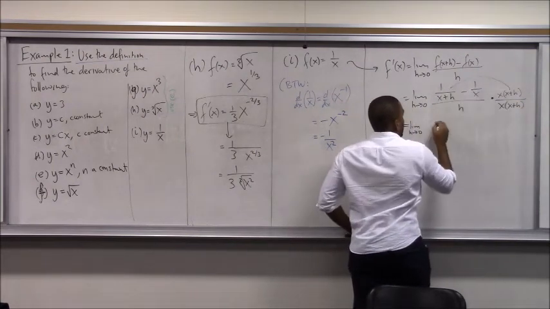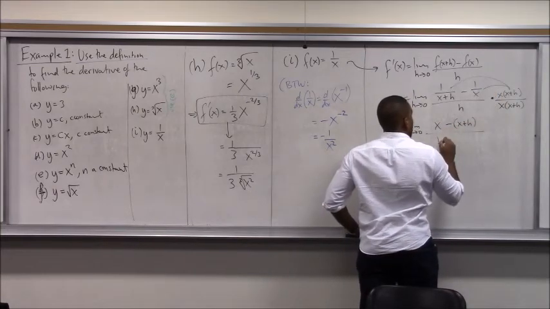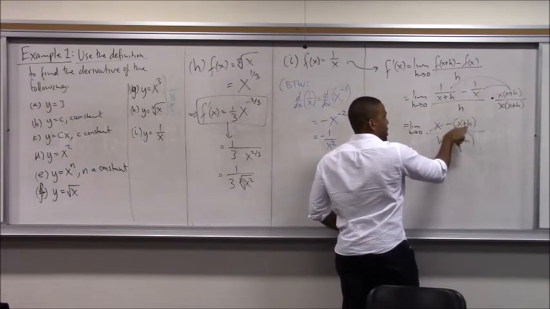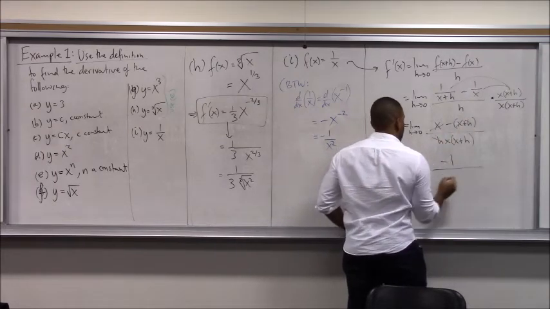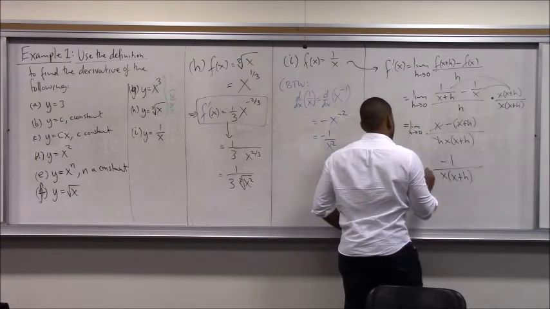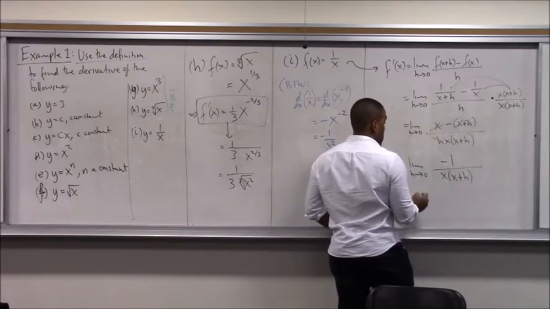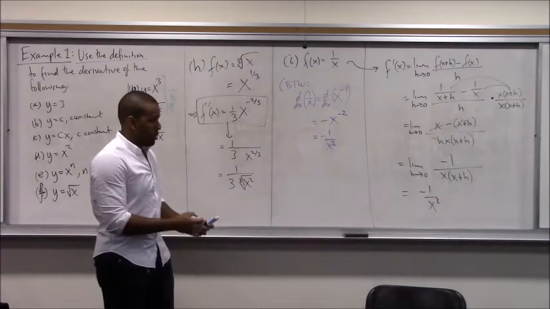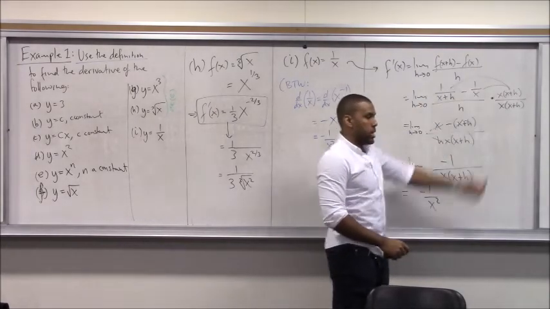This times this will give you x, minus this times this will give you x plus h, over h x times x plus h. x minus x minus h, you get a negative h on top. You can cancel this h, so you get a negative 1 on top. And you're taking the limit as h approaches 0. Plugging in h equals 0, I just get x times x, which is x squared, and I get minus 1 over x squared, which is what we should have gotten. Fastest way to simplify a complex fraction is to multiply and divide by the LCD.